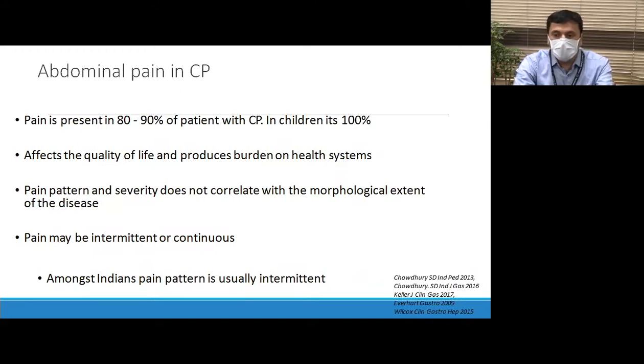The abdominal pain in chronic pancreatitis could be of two types, type A and type B. Type A pain is a severe intermittent pain, which could be because of an acute attack. And type B pain is a continuous persistent pain that is usually seen secondary to a pseudocyst. And in our Indian population, the pain pattern is considered to be commonly the intermittent type of pain.